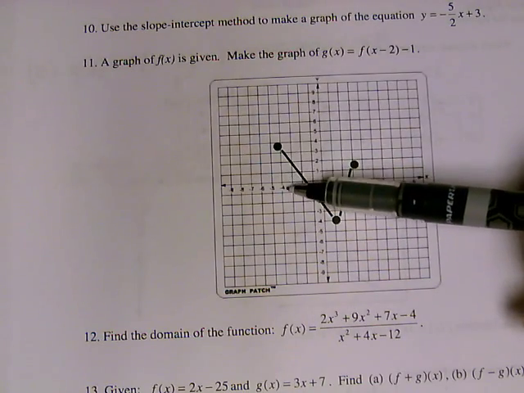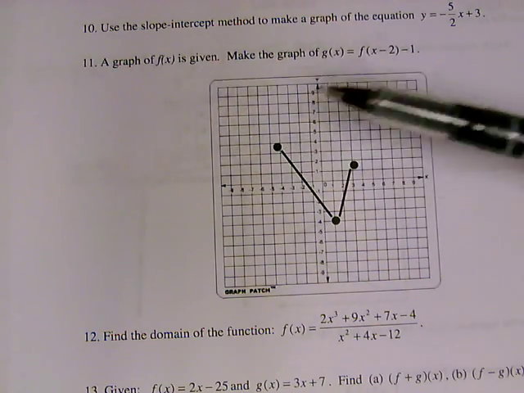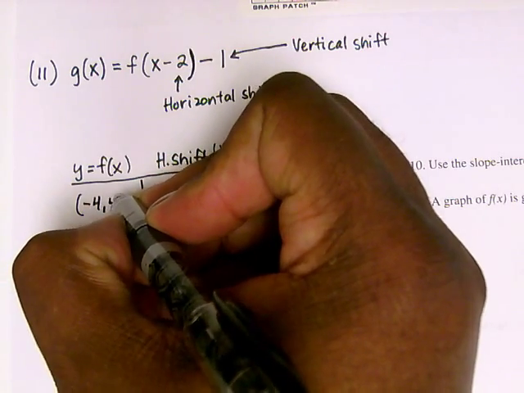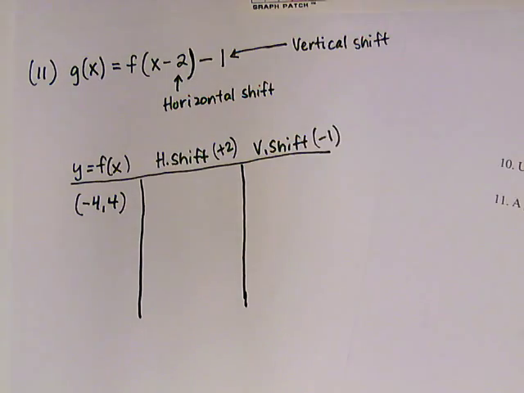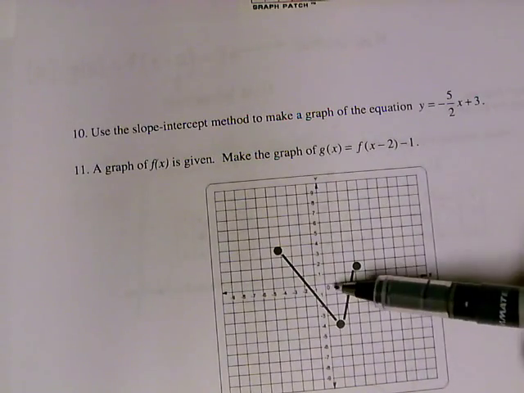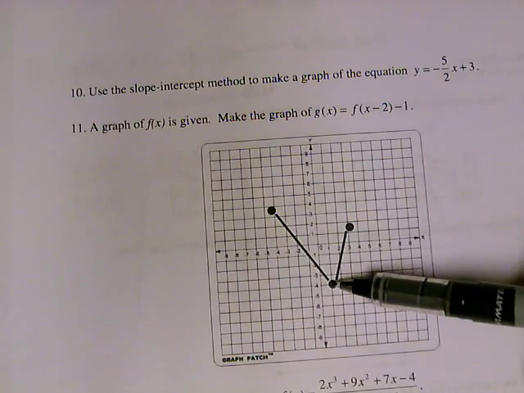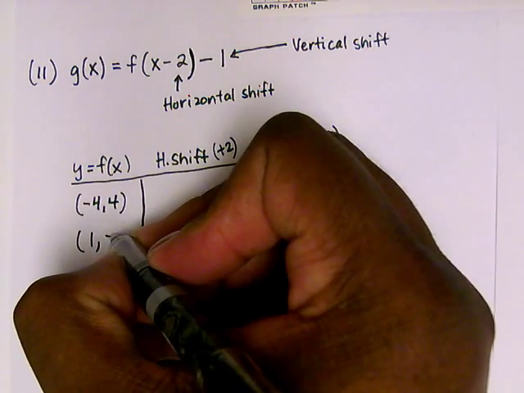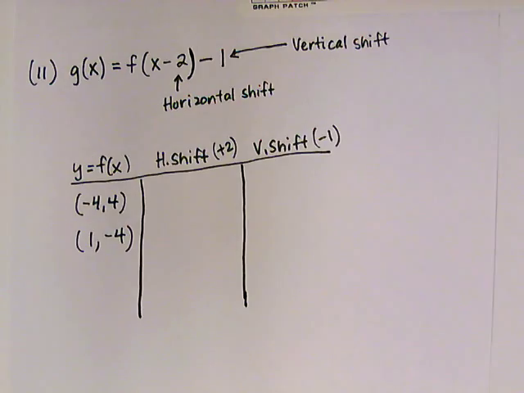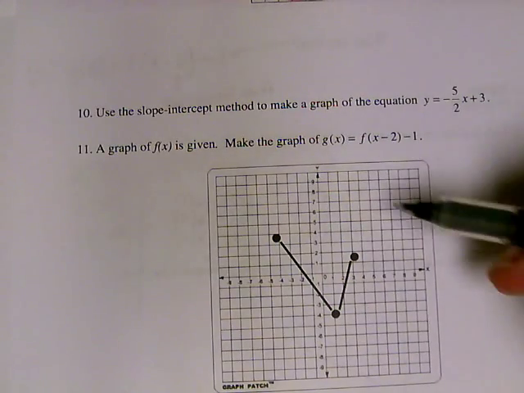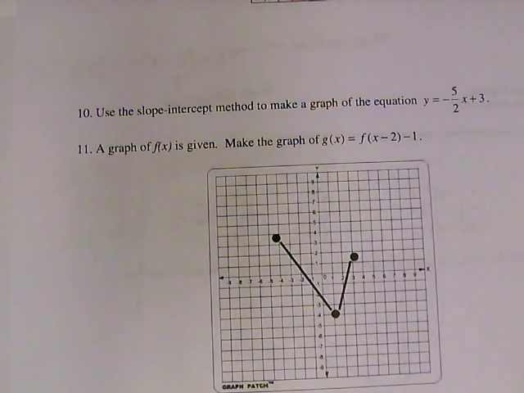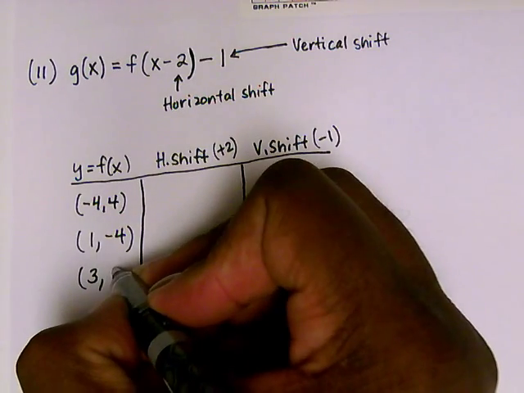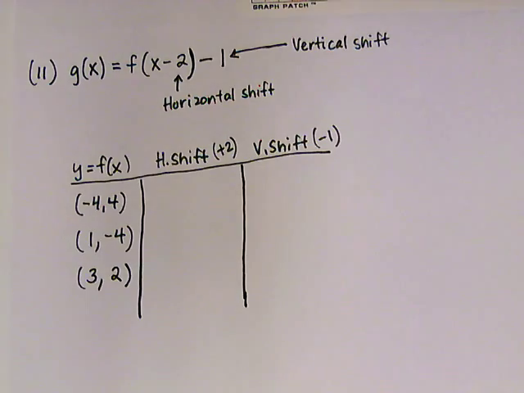In this case, we're going to say negative 4, 4 as the first ordered pair. And then the other one is this one, 1, negative 4. And the last one, let's say 3, 2. Okay.